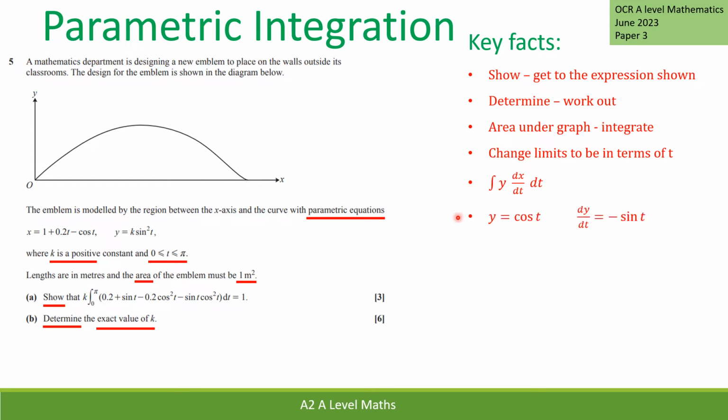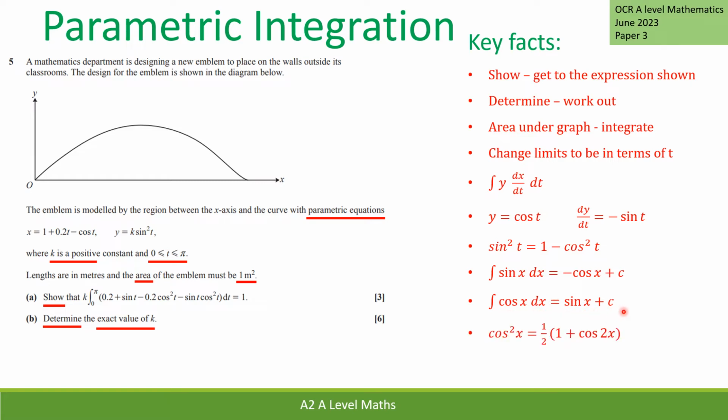You need to know how to differentiate cos t. So the differential of cos t is minus sine t. You need to know that sine squared t is the same as 1 minus cos squared t. So that's an identity. You need to know that if you integrate sine x with respect to x, you get minus cos x plus c. And you need to know if you integrate cos x with respect to x, you get sine x plus c.